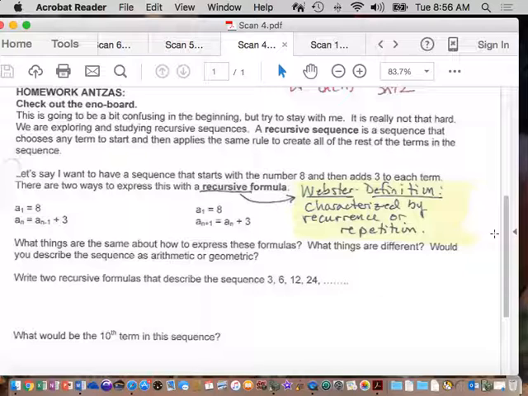First off, let's everybody say the word recursive. Say it. Recursive. Turn to your neighbor and say, recursive means, what we're going to write here, recursive means that it's characterized by a recurrence or repetition. Go ahead, turn to your neighbor, look him in the eye, tell him. This is the Webster definition of the word recursive. It's characterized by recurrence or repetition. It means you do it over and over again.